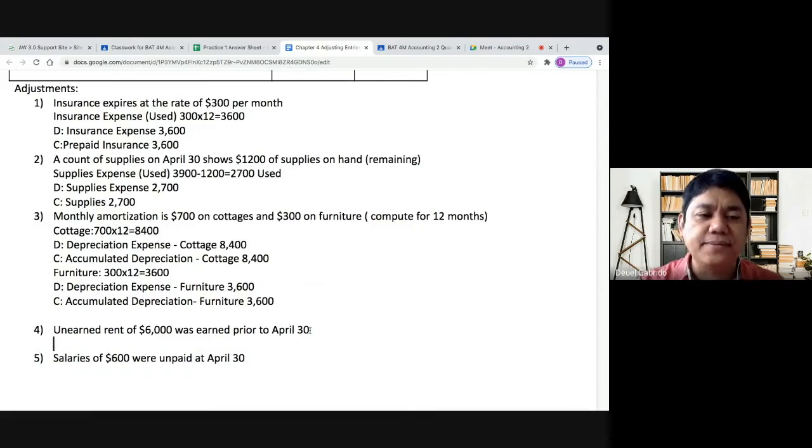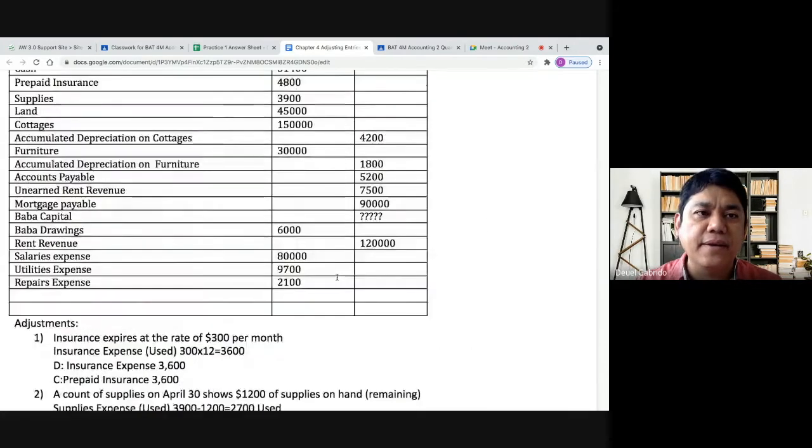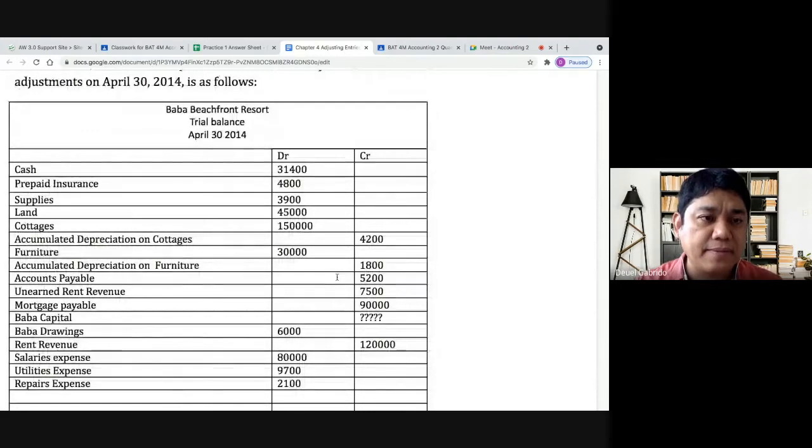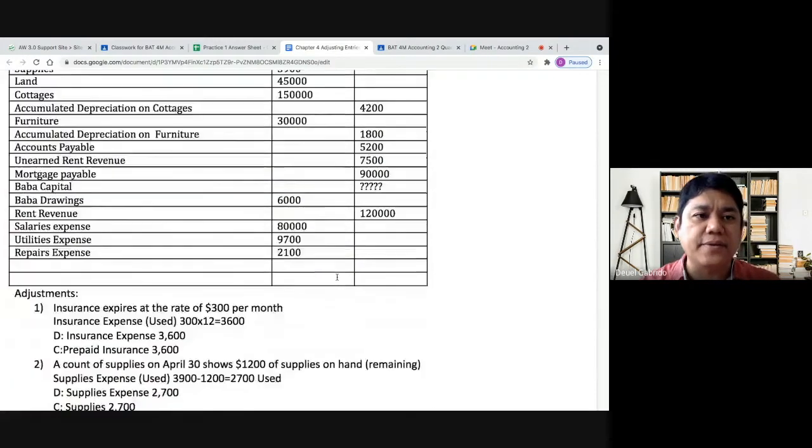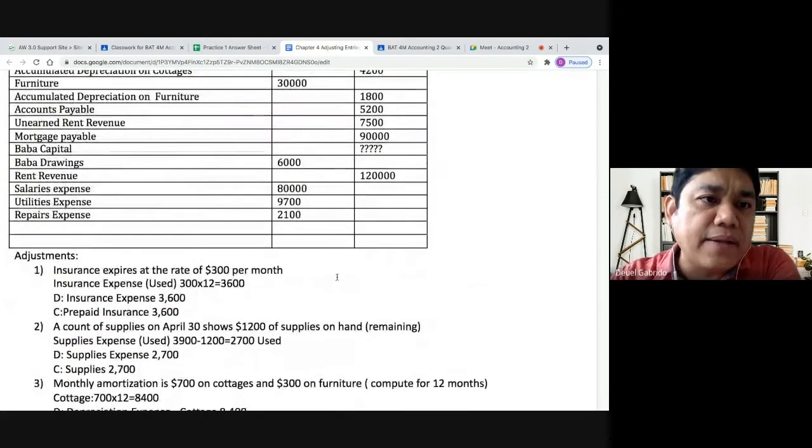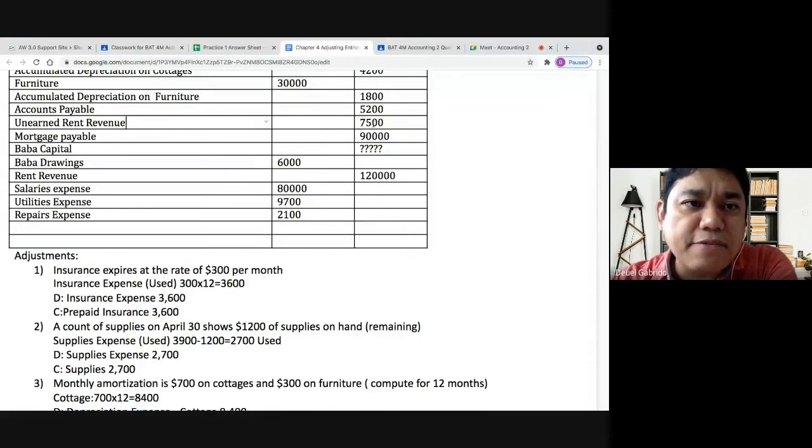Okay, so an unearned rent of 6,000 was earned prior to April 30th. How much is the prepaid rent? Do you have a prepaid rent here? Oh, how come there is no prepaid rent? Here, sorry. Unearned rent. Do you see this one, guys? Unearned rent revenue. Do you see this? The amount is 7,500.